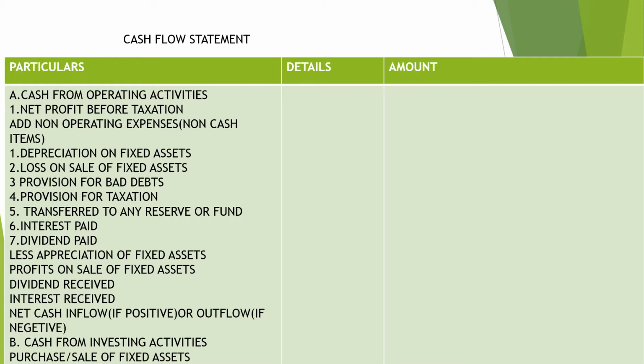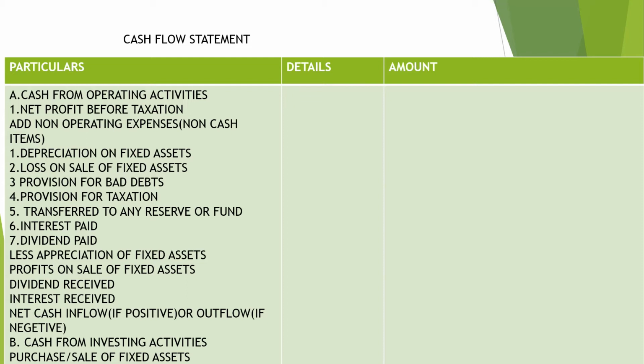The proforma of cash flow statement is: first, cash from operating activities. Here we are having three net items: cash from operating activities, cash from investing activities, and cash from financing activities. First we are discussing cash from operating activities. Here the net profit before taxation. Before taxation means before paying the income tax.